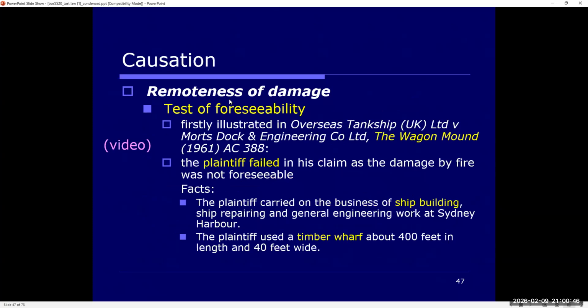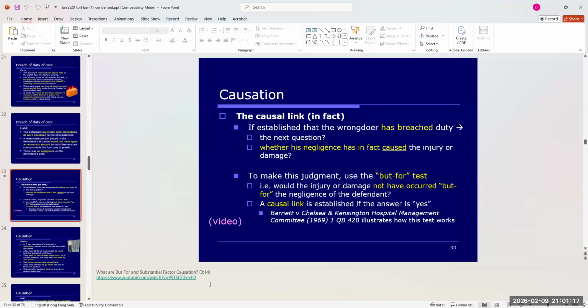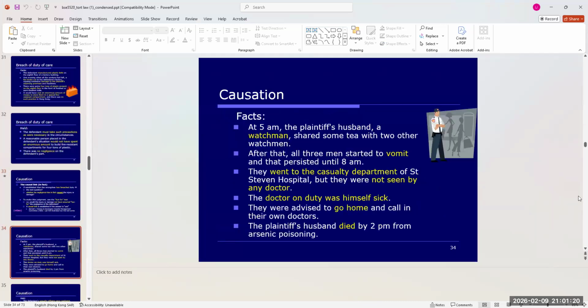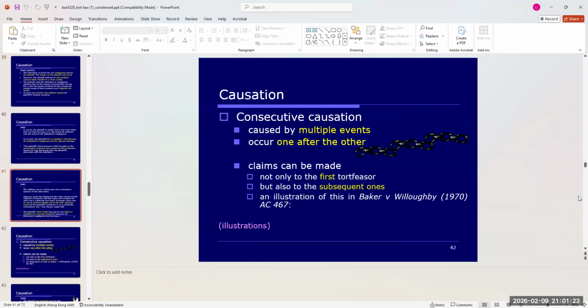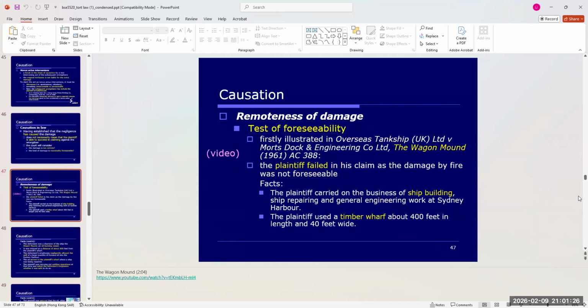Remoteness. To consider whether it is remote or not remote, the test of foreseeability will be applied. So the case illustrating the test of foreseeability, whether the damage is foreseeable, is from this very famous case, the Wagon Mound case. So to explain this case, better refer to a short video. Of course, you can also read the text, but I think it's more interesting to refer to a video. Okay, just 2 minutes, very short one.